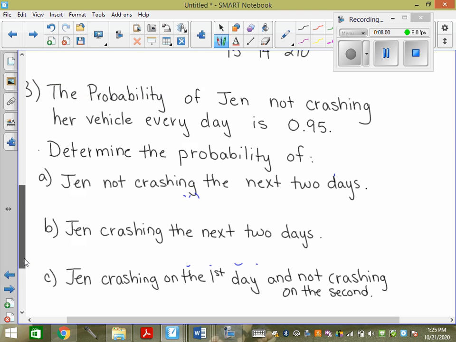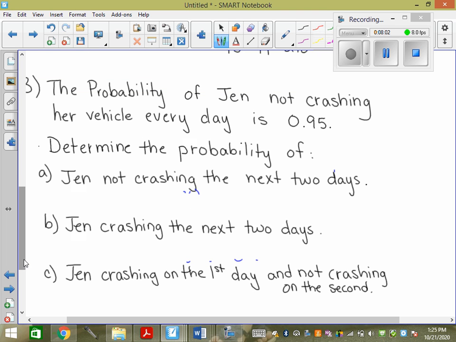You guys try this one. So the probability, goes with our conversation earlier, the probability of Jen not crashing her vehicle every day. I picked a name of someone I don't know, because I don't know any Jens this year. So we're not going to base this on your mother. Probability of Jen not crashing her vehicle every day is 0.95. Determine the probability of Jen not crashing the next 2 days, Jen crashing the next 2 days, Jen crashing on the first day, and not crashing on the second.